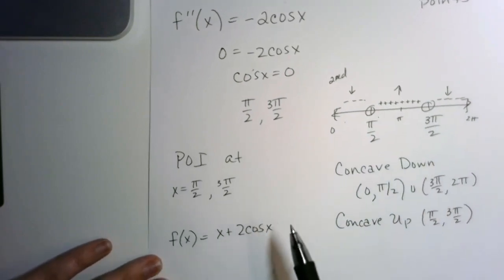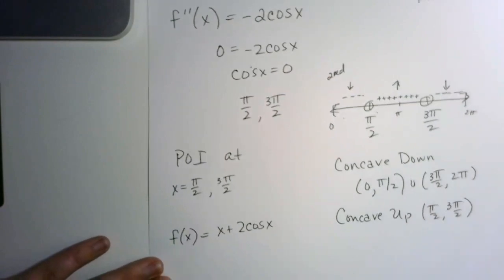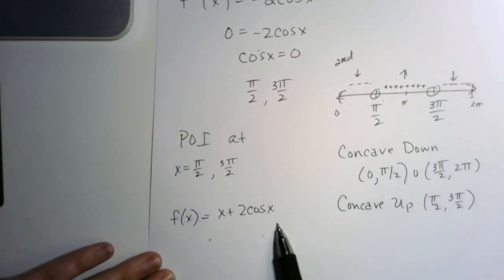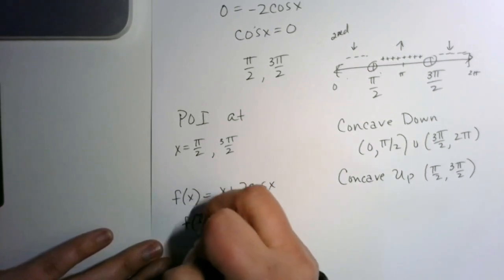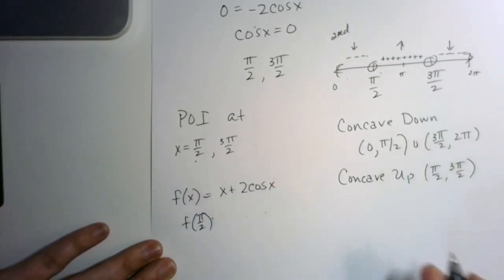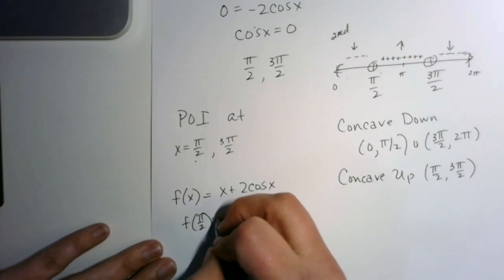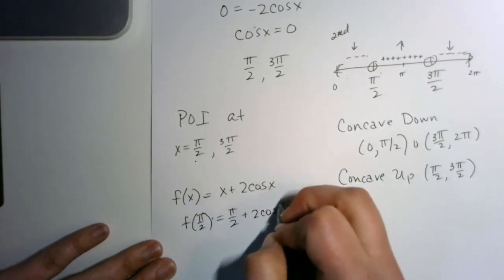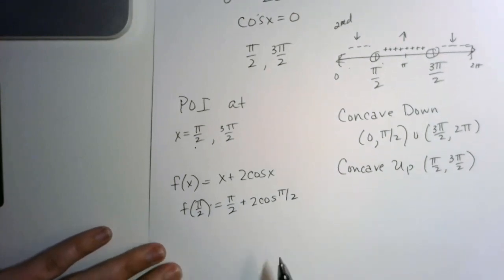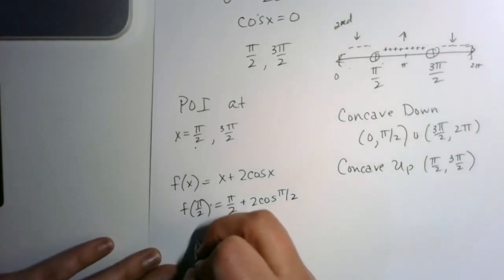But when I go to find the y coordinate to actually graph it, then that's when I go back to f. So I come back to original f, which is x plus 2 cosine of x, and let me do f of pi over 2 so I can find the other coordinate here. That would be pi over 2 plus 2 times the cosine of pi over 2, and cosine of pi over 2 is 0, so I just end up with pi over 2.